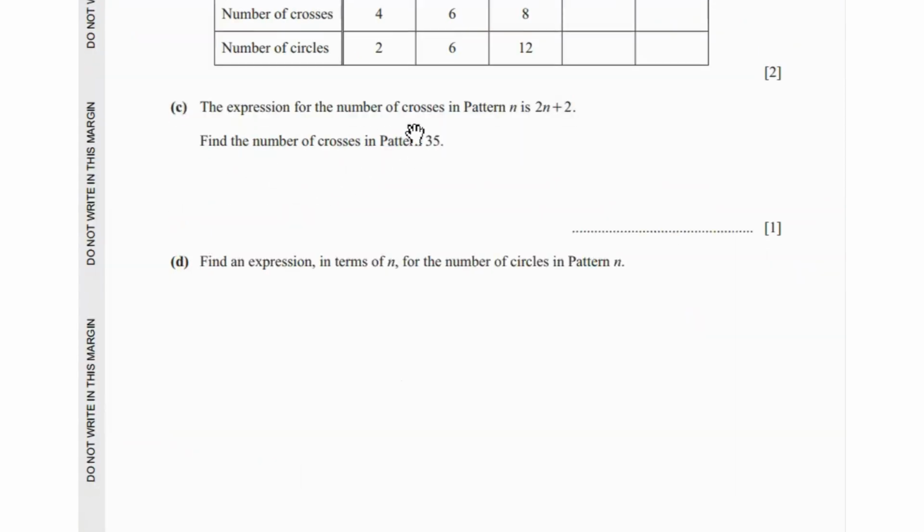So this is the expression for the number of crosses in pattern n: 2n plus 2. Find the number of crosses in pattern 35. They've already given us the expression for the nth term. All they want us to do is substitute n equals 35 in the expression to find the number of crosses. So 2 times 35 plus 2, that is 70 plus 2, which is 72.